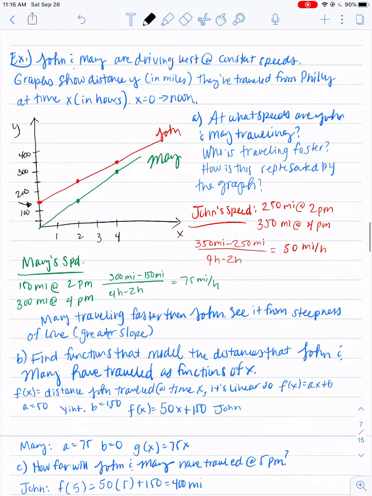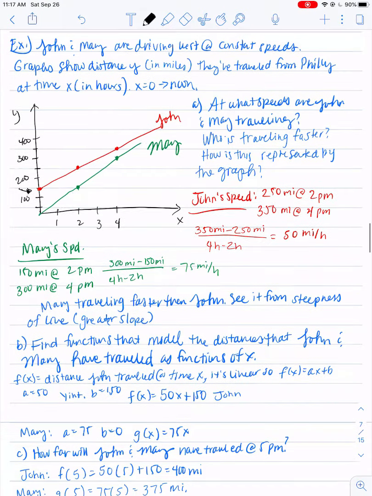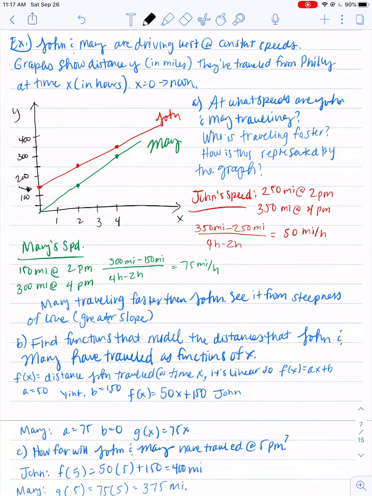Okay, for our next example, we have John and Mary driving west at constant speeds. The graphs show the distance y in miles they've traveled from Philly at time x in hours, and we have our x going from 0 to noon. So at what speeds are John and Mary traveling? Who is traveling faster? How is this represented by the graph?